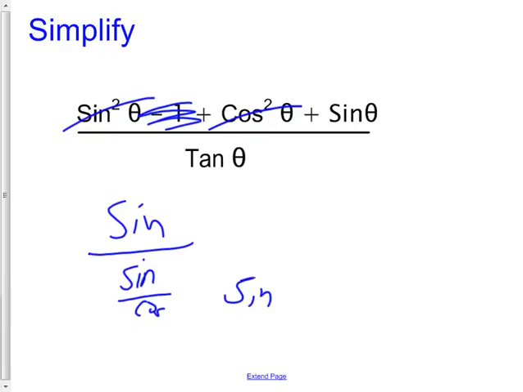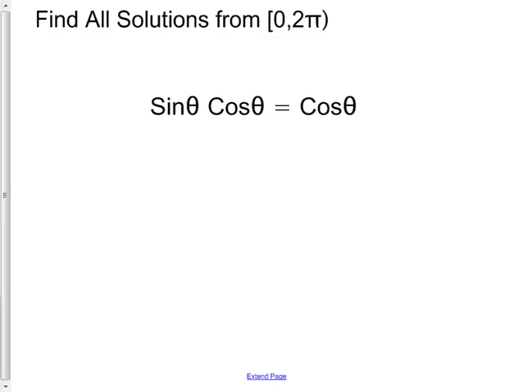Sine over 1 times flip and multiply cosine over sine. And then that means these cancel, and the answer is cosine. Raise your hand if you had that one right. Okay, good. Moving on. Find all the solutions.